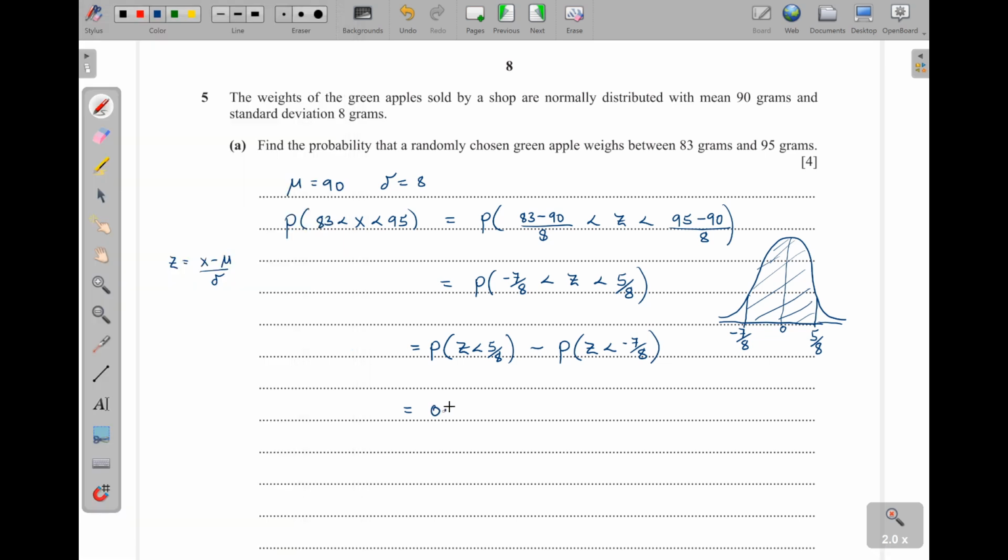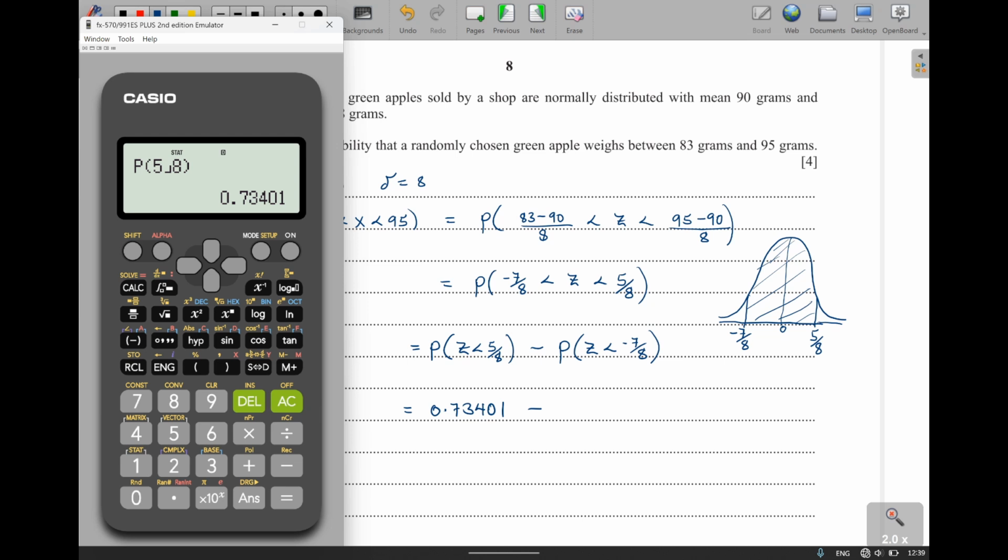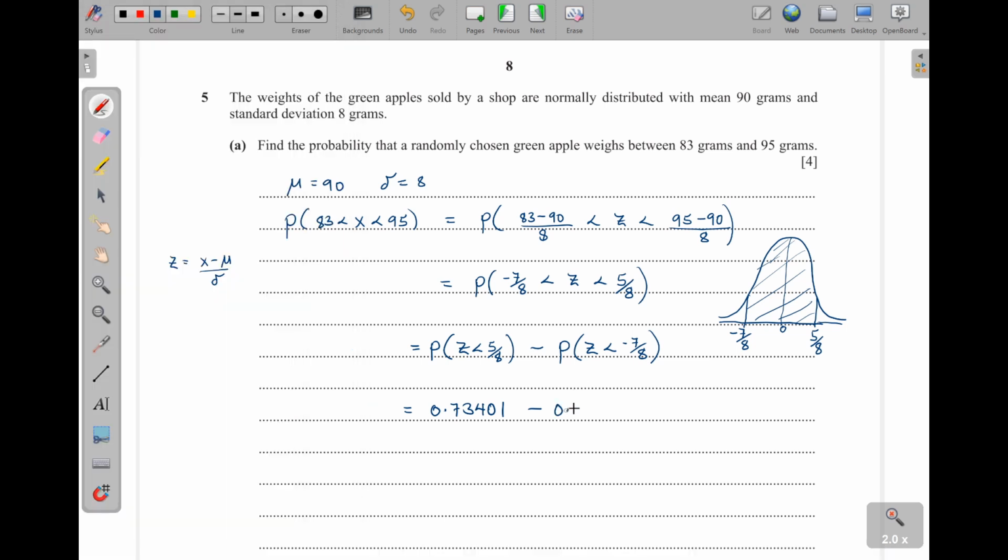And that one gives me 0.73401. This calculator gives up to 5 decimal places, but in the table we get up to 4 decimal places. How about when we put negative 7 over 8? I'll just come here and put negative 7 because it is still for less than. Then this one gives me 0.19079.